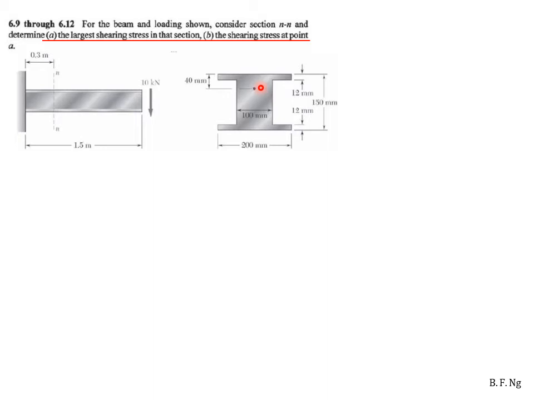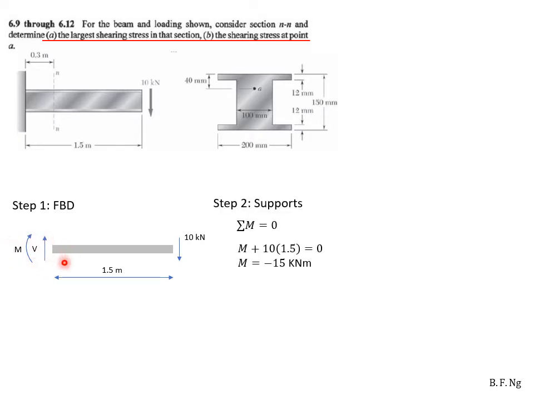We need to first draw the shear and bending moment curve. Step 1 itself is to draw the free body diagram. The free body diagram of the beam can be drawn as such, where at the end itself, which is attached to a wall, we have a shear and a bending moment. As we do not know the values or the direction, we assume a positive convention. In step 2, we will need to find the reaction forces. As such, we take the summation of moments about this point over here, and then we find that the moment is equal to negative 15 kilonewton meters.